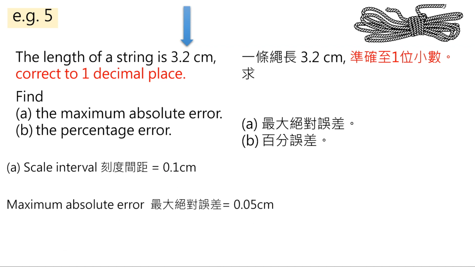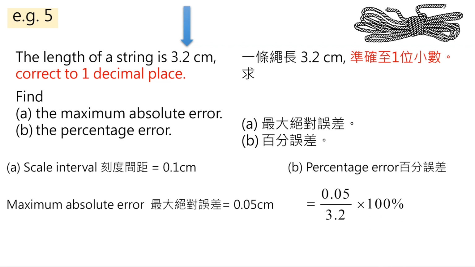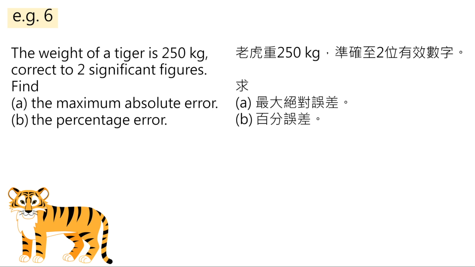So now that we have the scale interval divided by 2, we get the maximum absolute error of 0.05. The percentage error we have learned a while ago is just the relative error times 100%. So first we find the relative error, which is 0.05, the maximum absolute error over the measured value, 3.2. Now we times 100% to get the percentage error, 1.5625%. Remember, we only times 100, not the percentage.